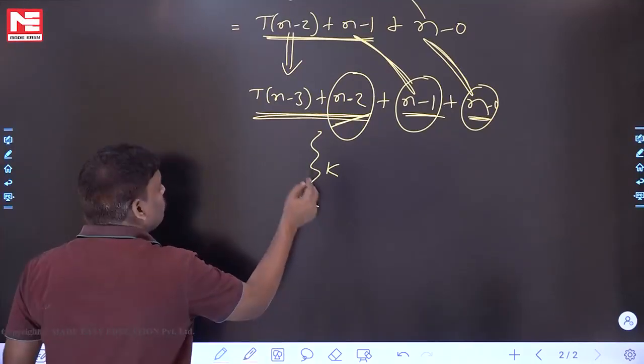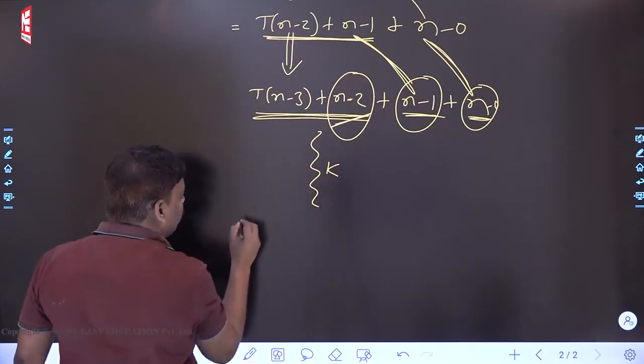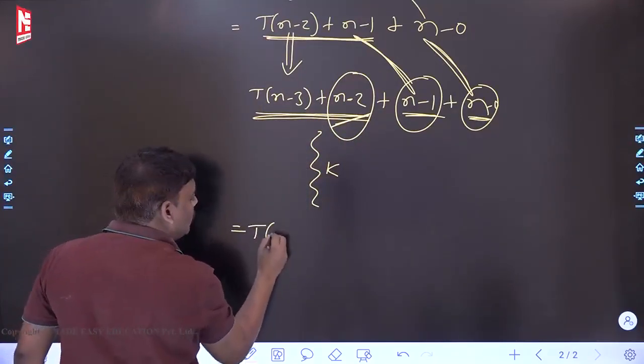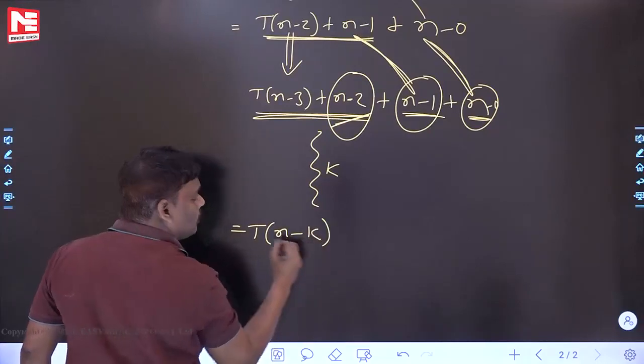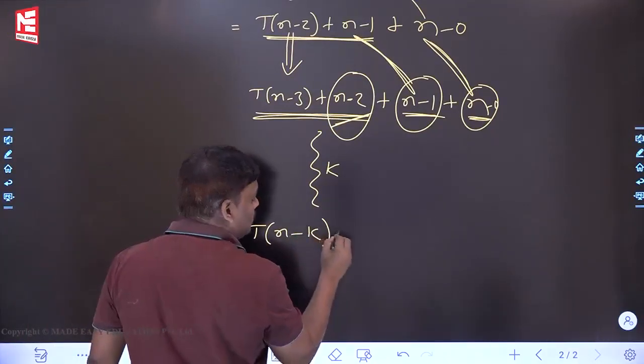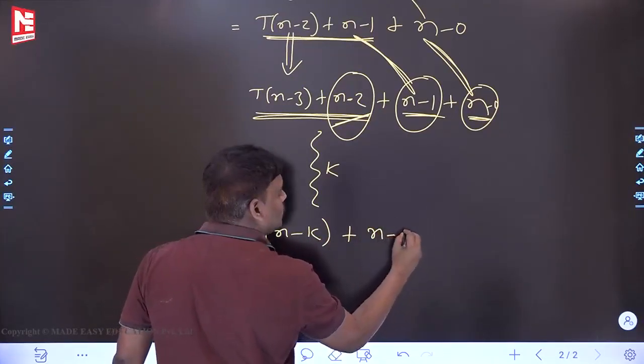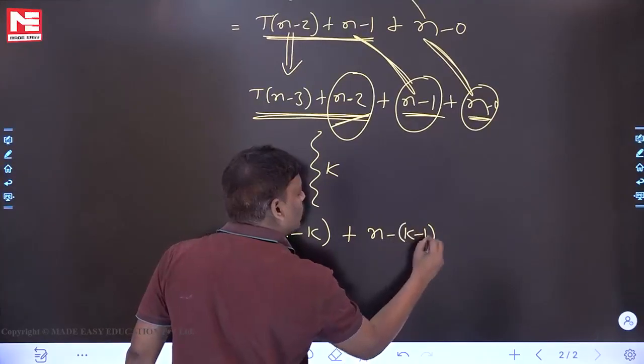Can you help me now? 3 times if I do, this is the story. 2 times if I do, this is the story. If I do k times, what is the answer? If I do k times, T of n minus k. Can you help me now? If it is T of n minus k, what about this one? What is the answer? N minus k minus 1. 1 less.